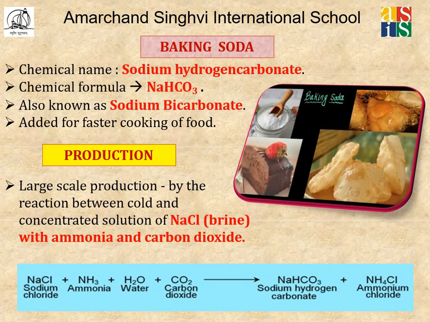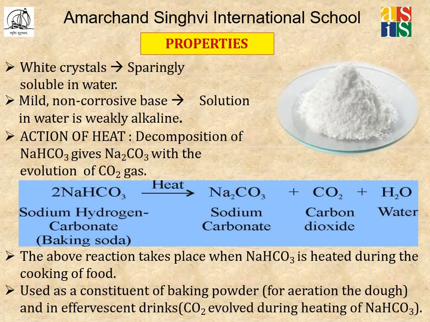Sodium chloride, ammonia, water and carbon dioxide react with each other to produce sodium hydrogen carbonate, that is baking soda, along with ammonium chloride. Let's discuss the properties of baking soda. It is available in the form of white crystals which are sparingly soluble in water. Sparingly soluble means they are somewhat soluble in water. They do not dissolve in water completely like sugar and common salt do.